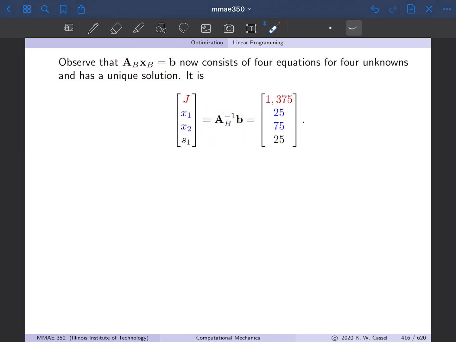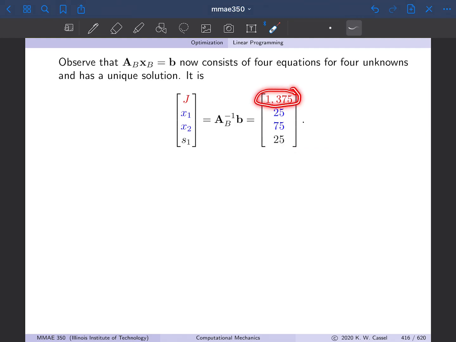You can get it by taking the inverse of A or any of the other techniques for solving a system of linear algebraic equations. And then we get J. J is the value of the objective function. We get x1 and x2. That's the number of train cars on each train. And then we also get the value of s1, which is the slack variable corresponding to x1.